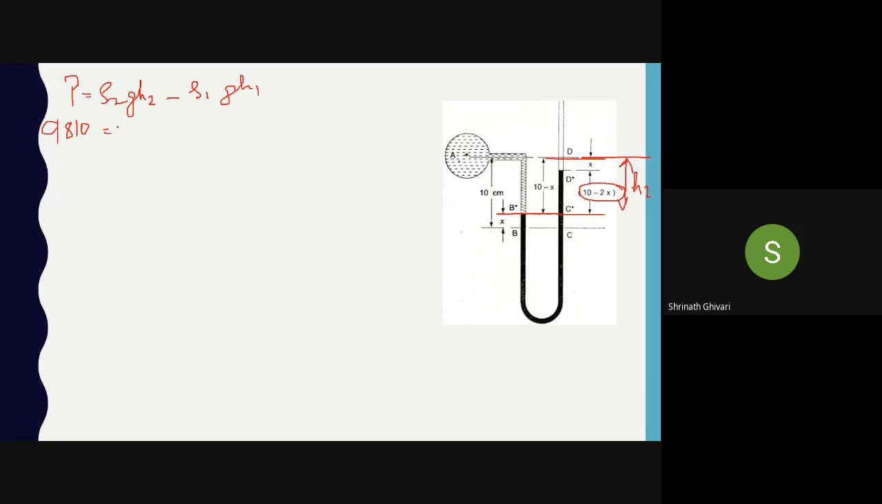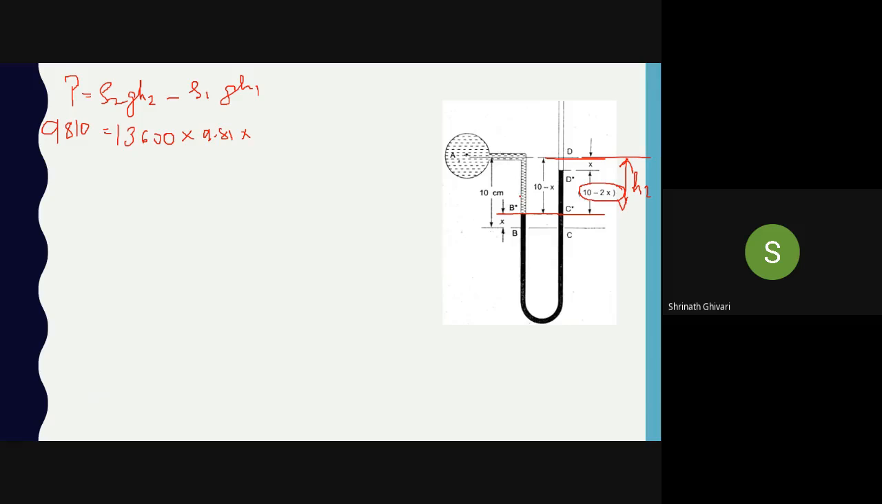9810 equals rho 2, which is how much? 13,600 into 9.81, minus. Sorry, into. I'll write it correctly. I will be reading out the values, you just keep on tracking it. 13,600 into 9.81 into what will be H2 here? What will be H2? 10 minus 2x. 10 minus 2x.